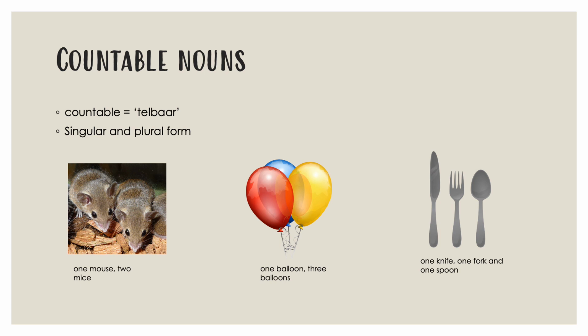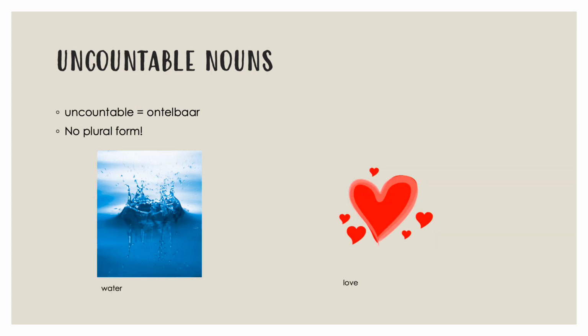Next to the countable nouns, you also have uncountable nouns. Uncountable means ontelbaar. That means that you cannot count the uncountable nouns. They also have no plural form. For example, water and love.